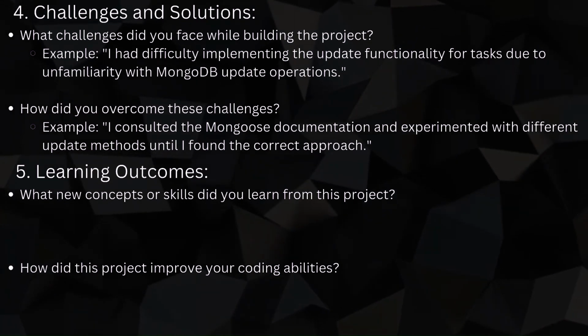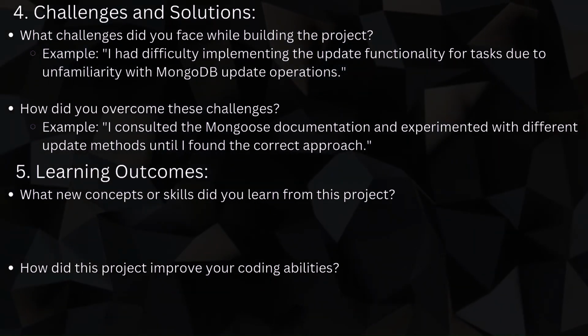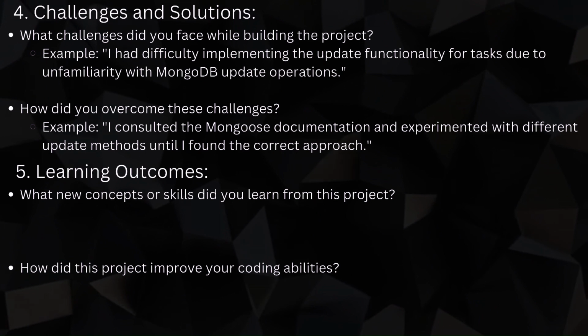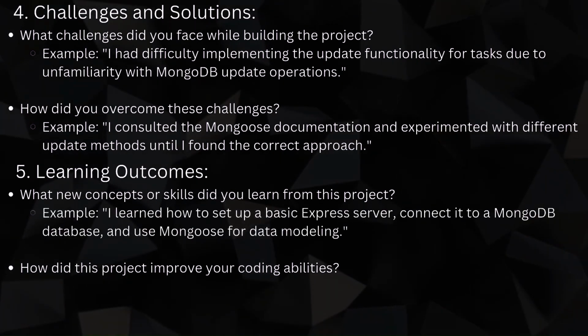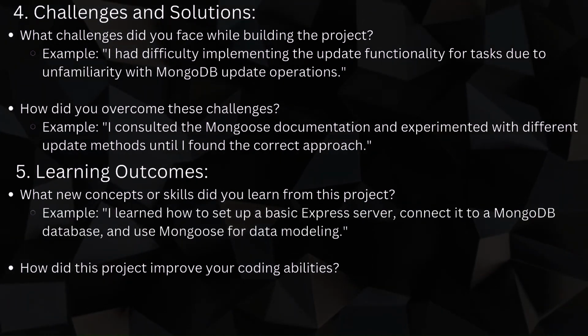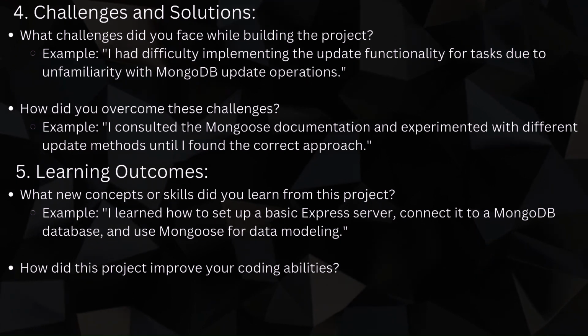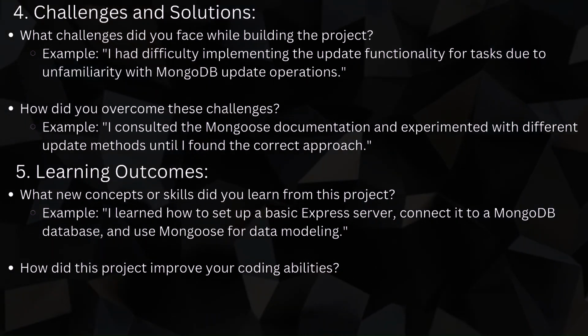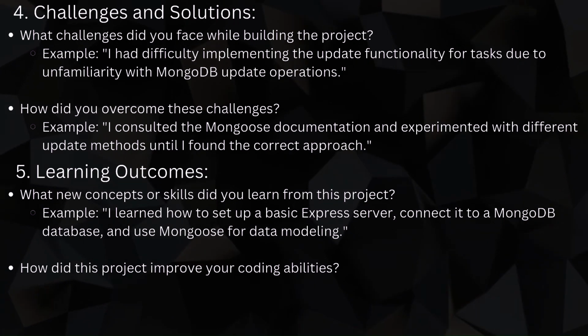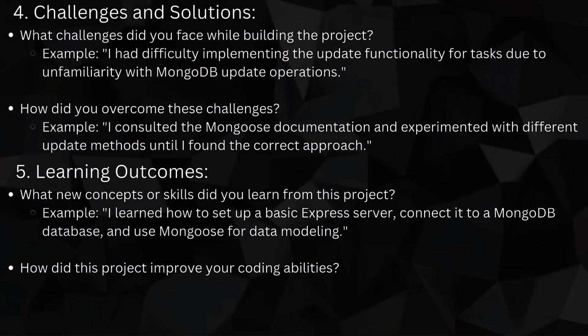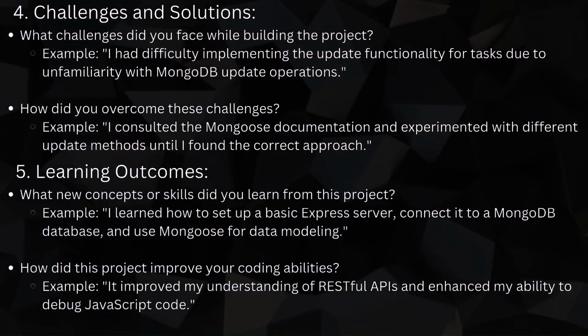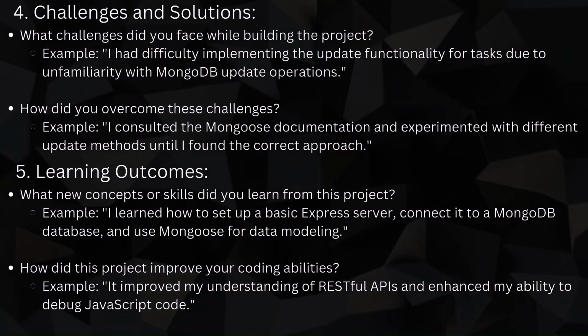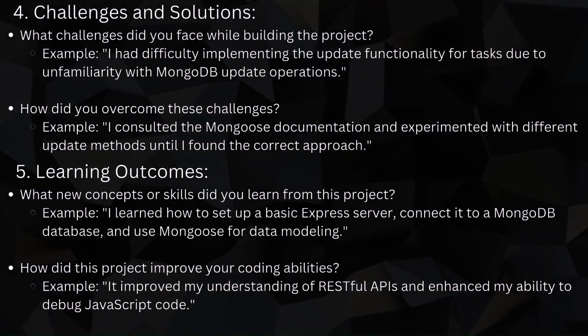Five, learning outcomes. What new concepts or skills did you learn from this project? Example: I learned how to set up a basic Express server, connect to a MongoDB database, and use Mongoose for data modeling. How did this project improve your coding abilities? Example: it improved my understanding of RESTful APIs and enhanced my ability to debug JavaScript code.